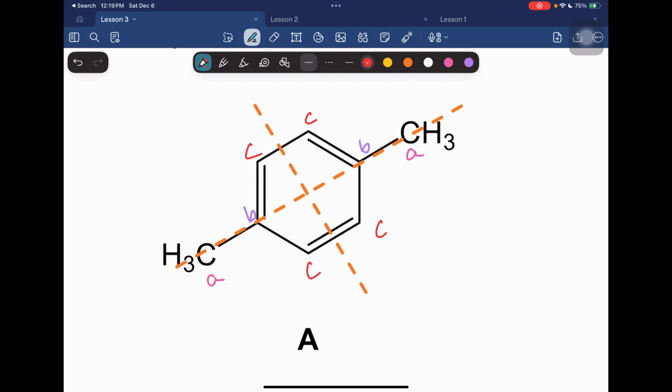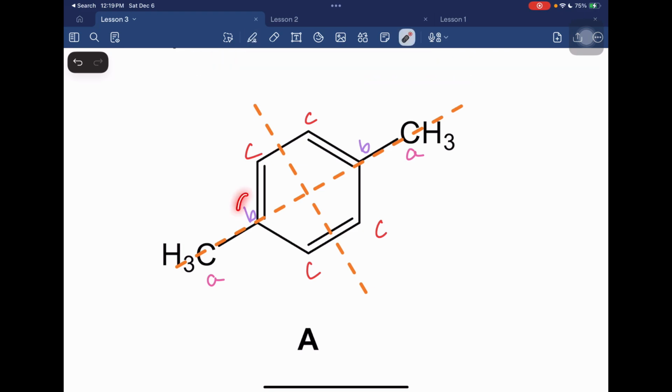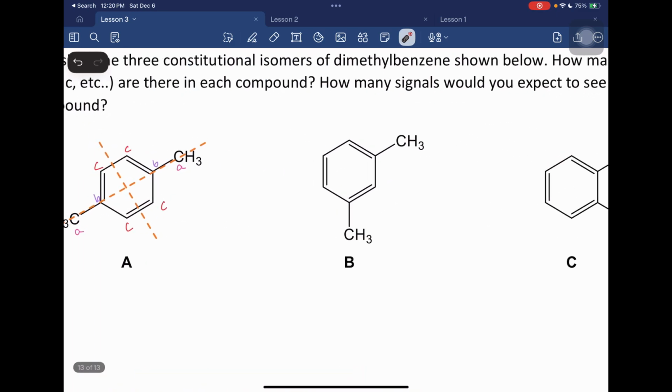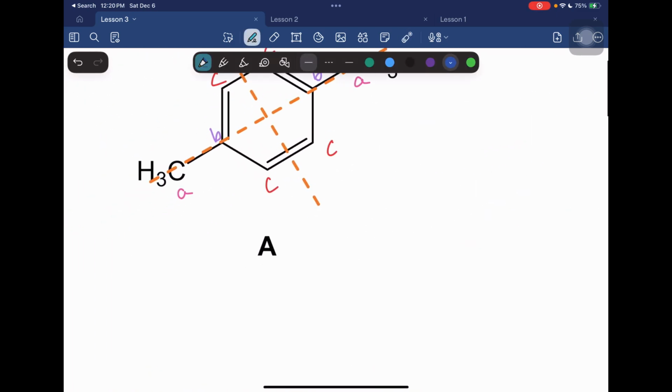Okay? So the reason that these B's are not the same, even though they're on the ring, is still going to be because of this right here. Right? So if this one is here, we can't say that these are equals of this. Okay, it's because of the two mirror planes. However, because there's a mirror plane here, we can say that these sides are equal to one another. So this is going to give us 3 signals.